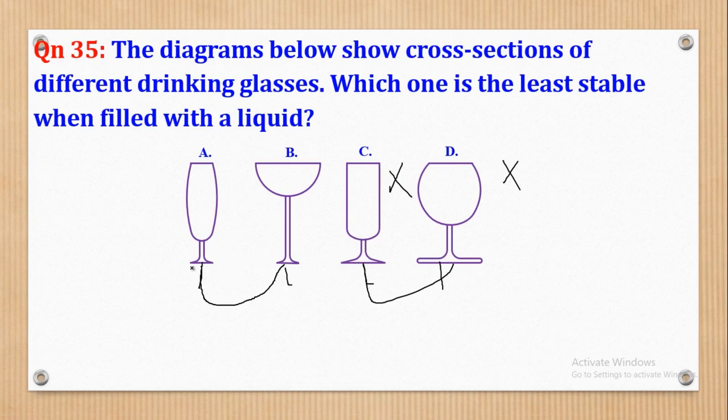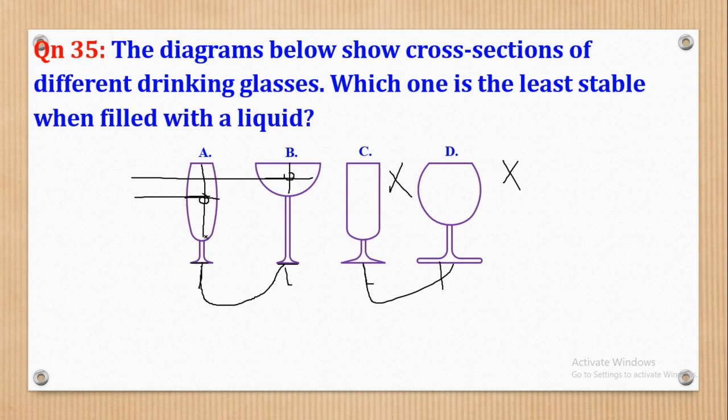So we shall come to these two which have the same size of support, but what will differ is the position of the center of gravity. If you look at this, the center is at that point roughly, and for this one, let's say the center is at that point. So you realize that option B has its center of gravity more raised than option A.